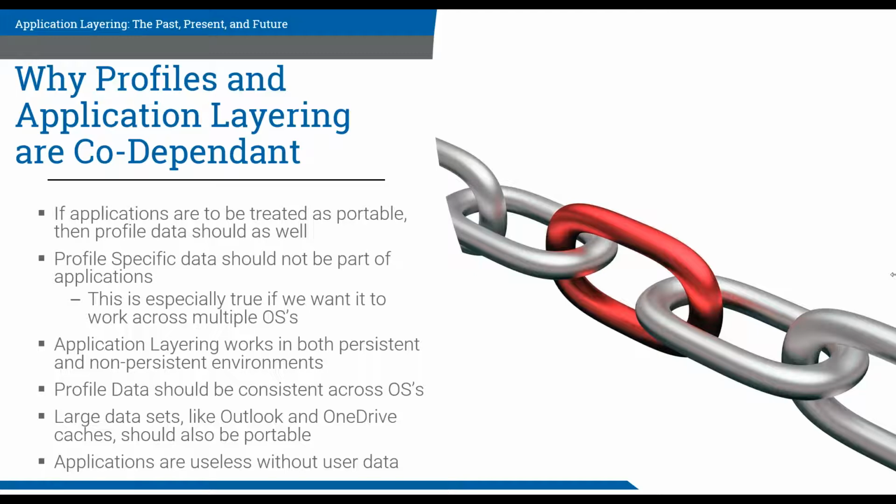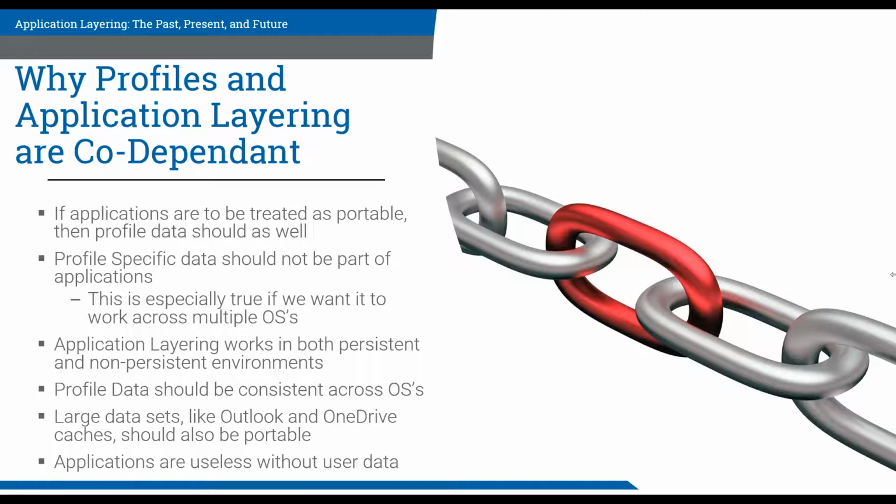Now, application layering works in both persistent and non-persistent environments. This isn't just something that's relegated towards PVS. You can use this with MCS, you can use this with cloud, you can really use this anywhere. But most importantly, profile data should be consistent across OSs. Just because you upgraded from Server 2016 to Server 2019 or Windows 10 1607 to 1903 doesn't mean your profile data should be thrown away. It should come along for the ride.